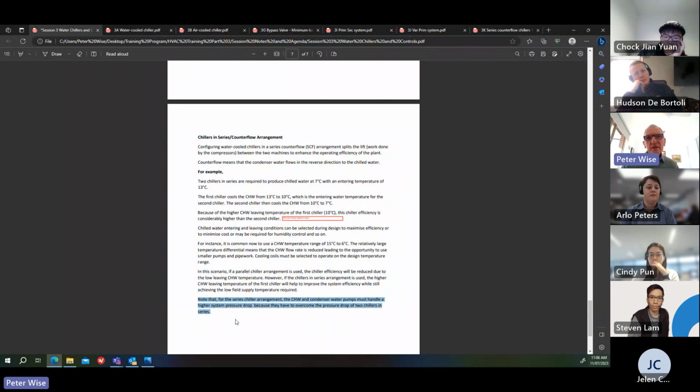And be aware that in the series arrangement, the chilled water and condenser water pumps have to handle a higher system pressure drop, because they have to overcome the pressure drop of 2 chillers in series. So a typical pressure drop through a chiller might be, say, 30 kPa. And in the parallel arrangement, that is the pressure drop you take into your calculation. But if you've got them in series, you'll have 2 times 30. So it'll be 60 in that case.